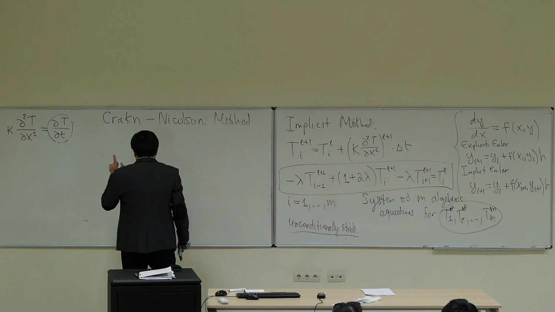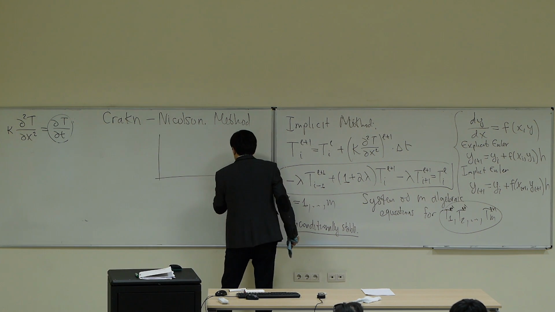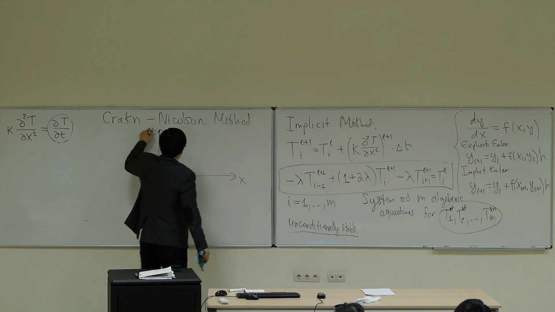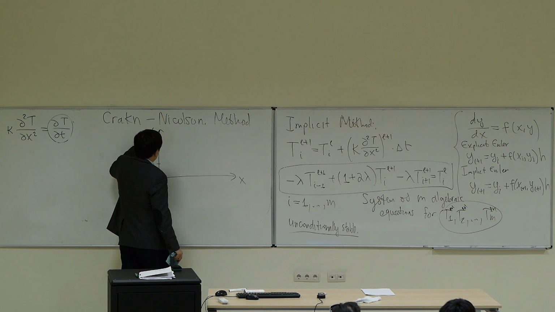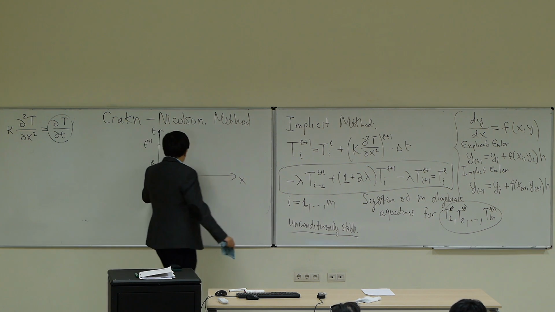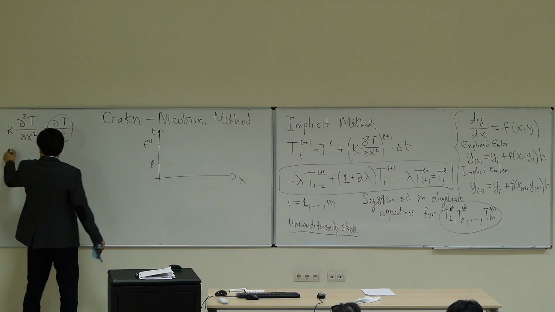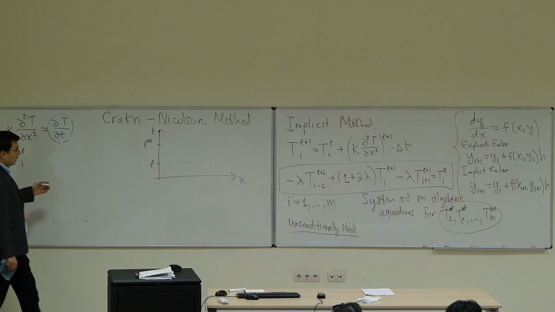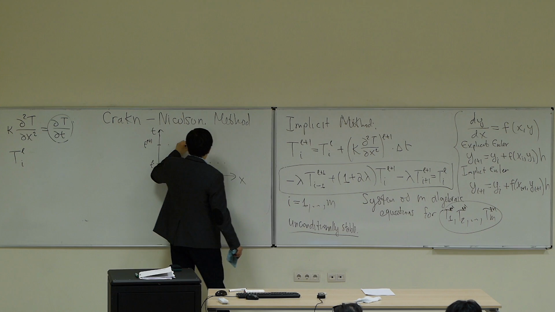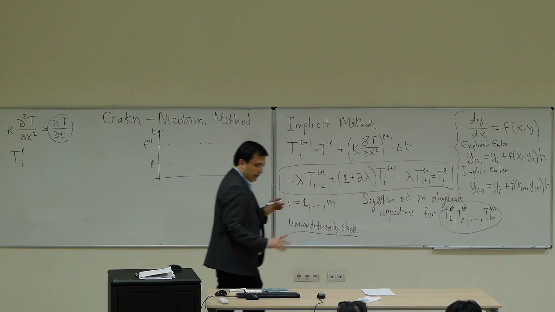How can I achieve that? I can achieve that in a very smart way. Suppose this is my time and space diagram. This is my t-axis, this is my x-axis. Suppose this is time step t_l, and this is time step t_{l+1}. I have the information here. I solved it for this row, so I have T at t_l, T_i^l, at every i. I want to go to l+1. I want to find these values.